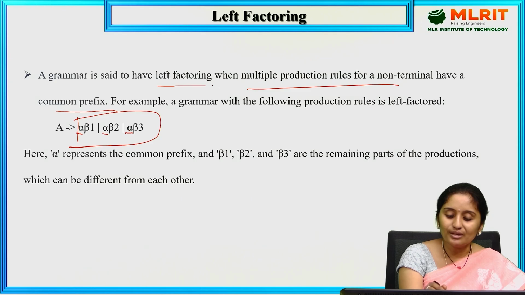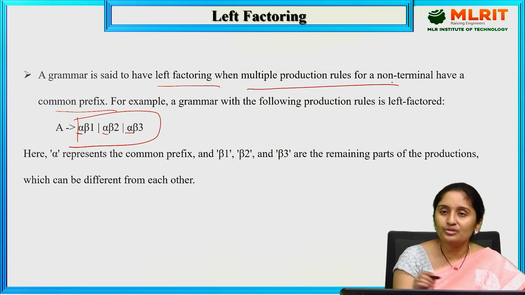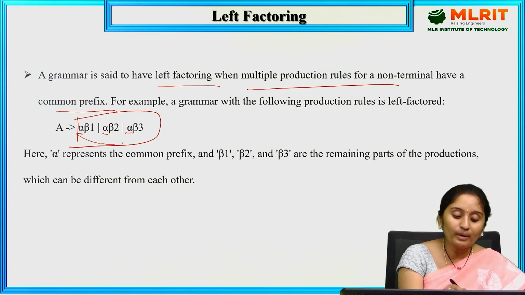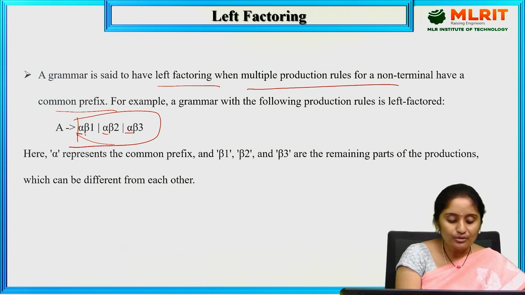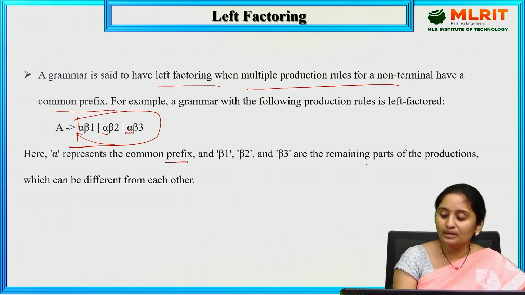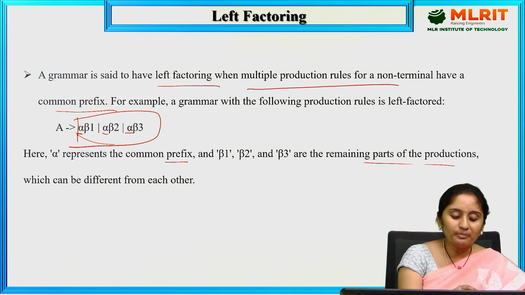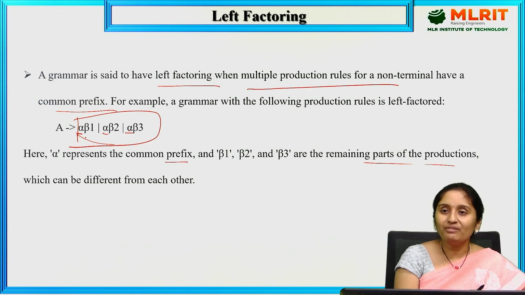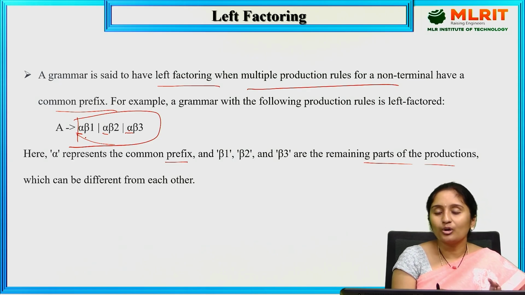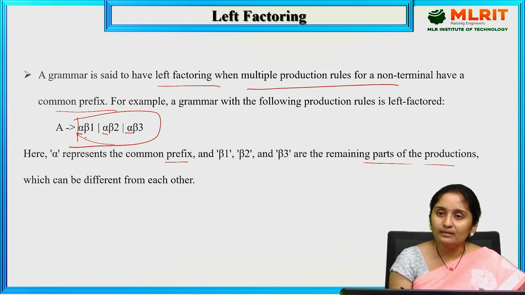So a grammar is said to be left factoring when multiple productions for a non-terminal have a common prefix. Here the common prefix is alpha for the A production. Alpha represents the common prefix, and beta 1, beta 2, beta 3 are the remaining parts of the productions, which can be different from each other. We can apply anything over here. So whenever we find a common prefix in the production rules, we say it is left factoring, and we need to eliminate that left factoring.